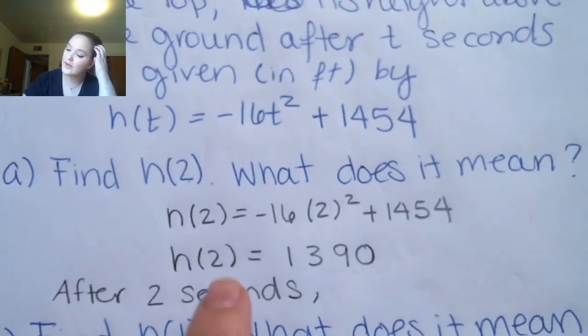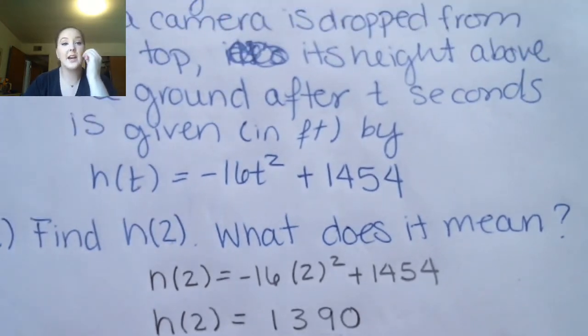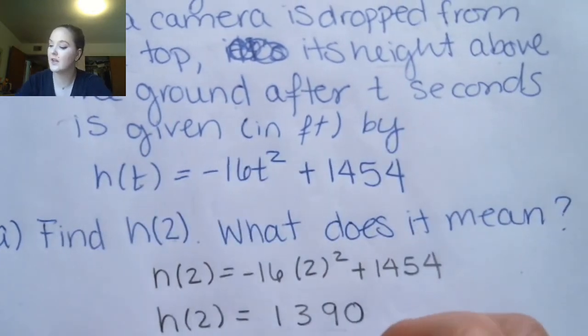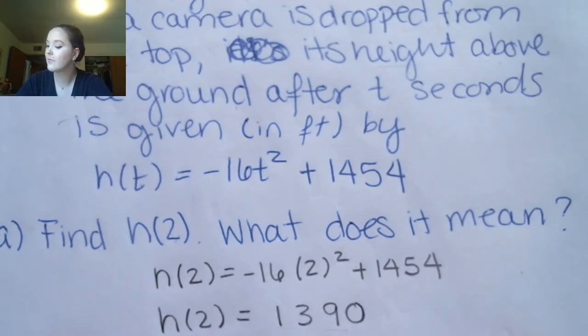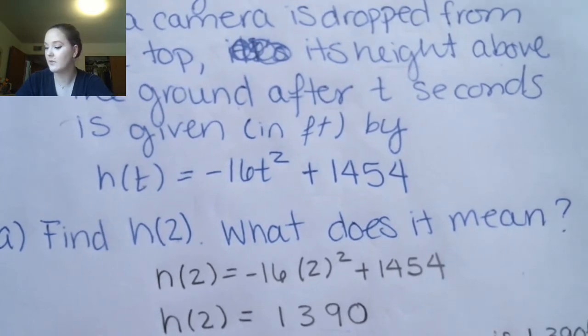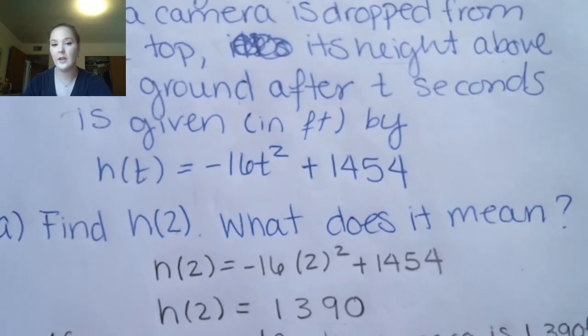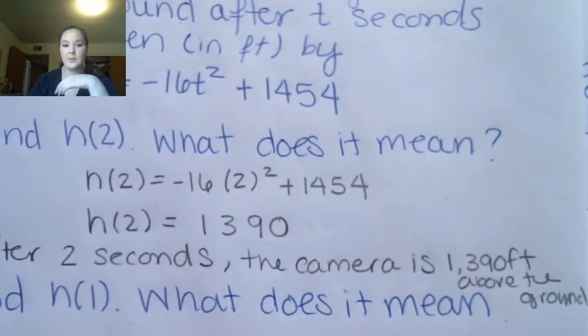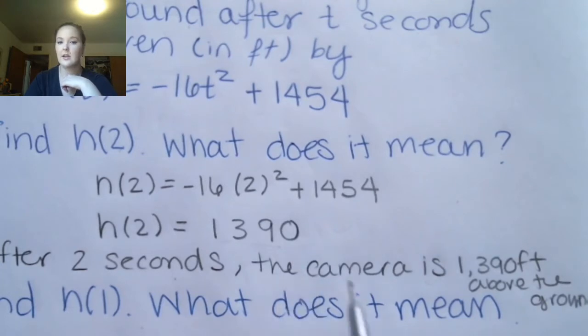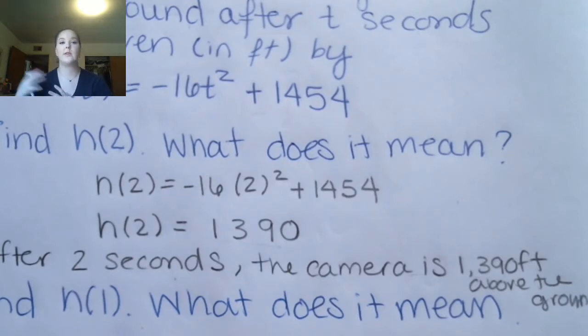Okay, and then what does this h of t mean? Well, that's the height. Remember, it says it's height above the ground. So we would say the camera is 1,390 feet above the ground. Okay, so our explanation is explaining the 2, after 2 seconds, and it explains the 1390: the camera is 1390 feet above the ground. So make sure that in your answer about what does that mean, you're including both important parts.